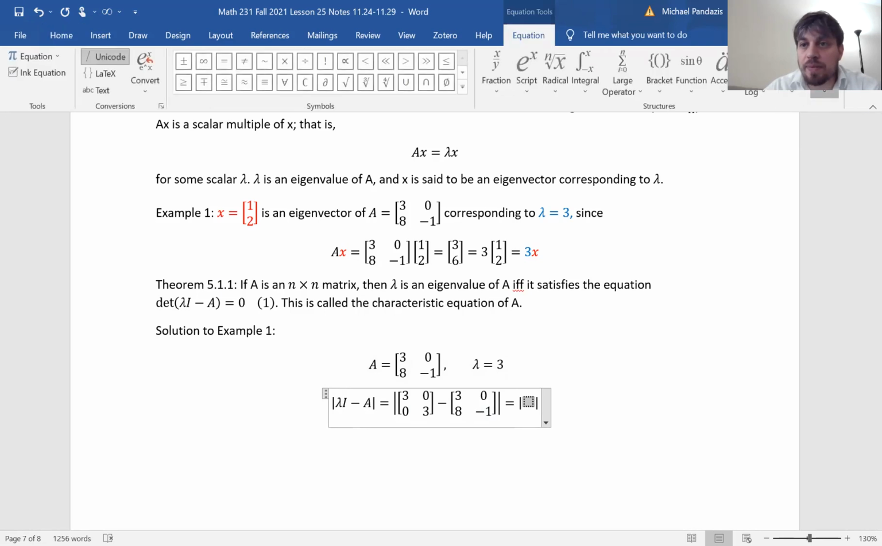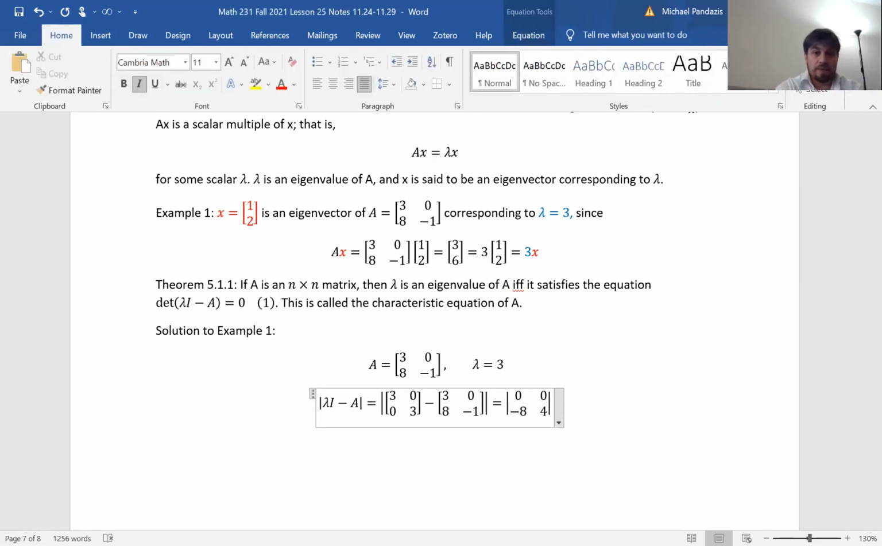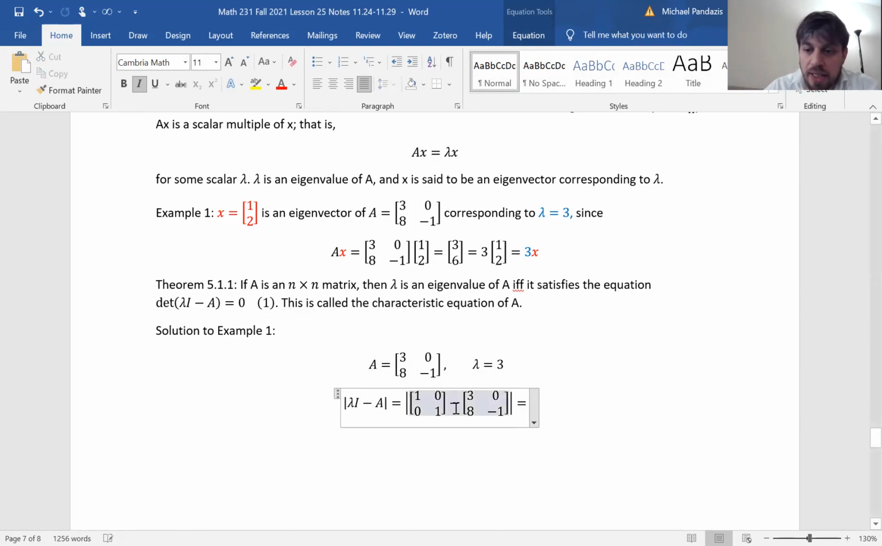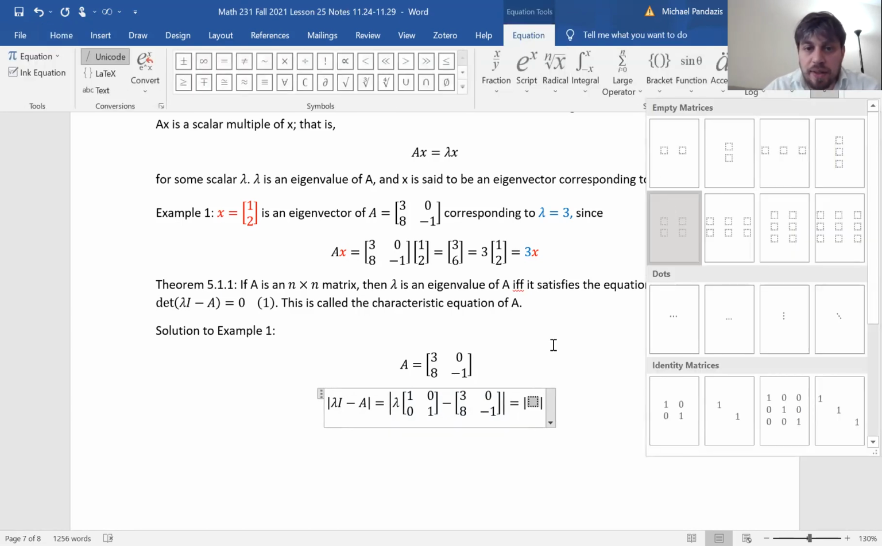So you have the determinant of the 2 by 2 matrix where you have 3 minus 3, which is 0, 0 minus 0, which is 0, 0 minus 8, which is negative 8, and 3 minus negative 1, which is 4. I'm sorry, I'm applying it to lambda as 3. It would work, but I'm doing a general one. So lambda, you're solving for all such lambdas.